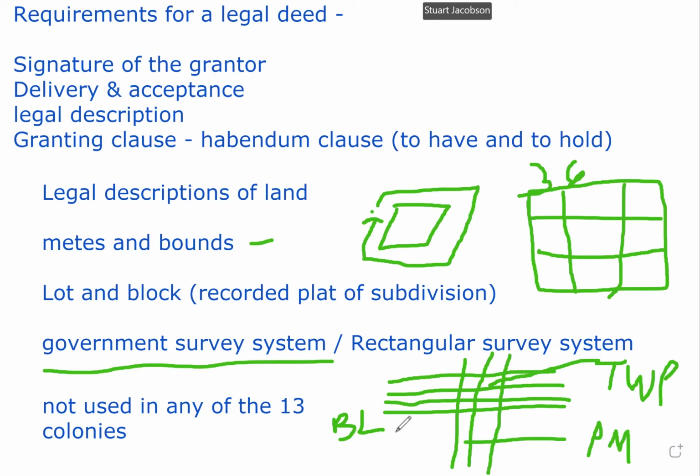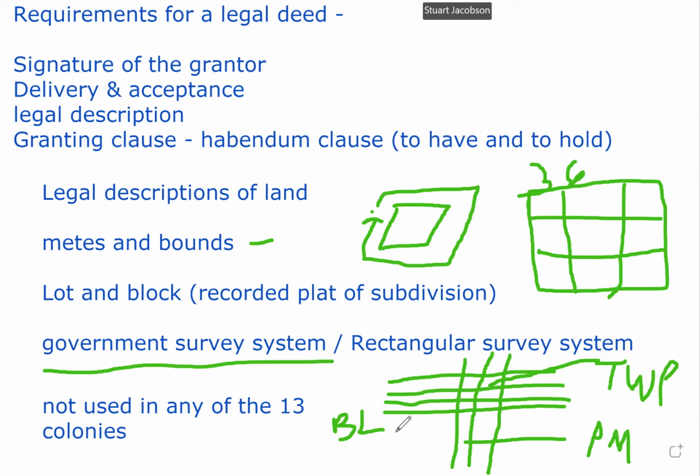So New Jersey students, you would have to know that there's 36 sections in a township. You would have to know that one section is 1 square mile. So the size of a township is 36 square miles. Other than that, you might get 1 or 2 questions on it, but those are really gimme questions.